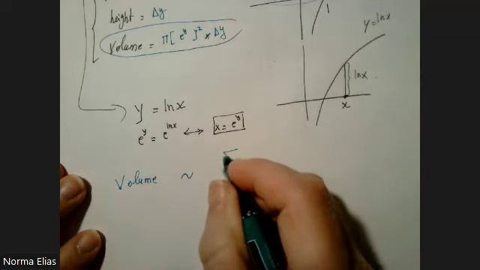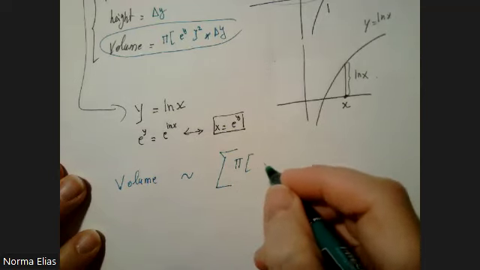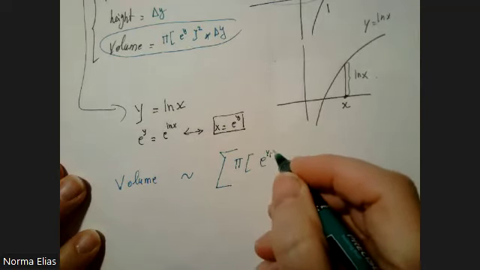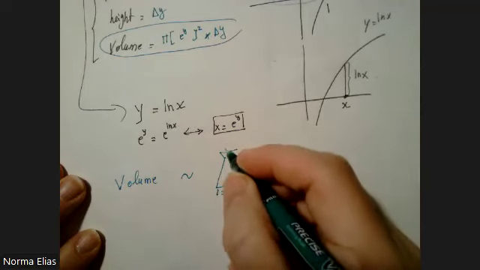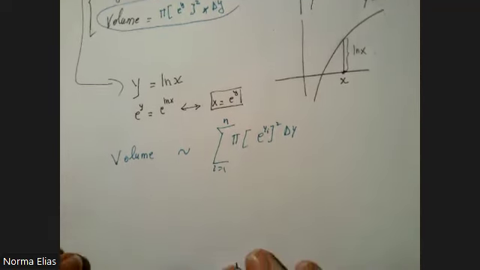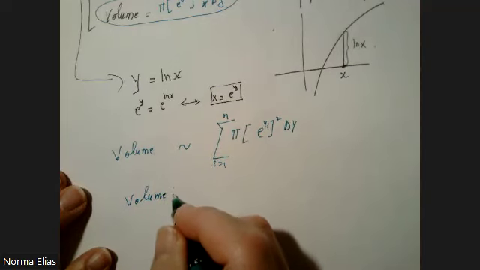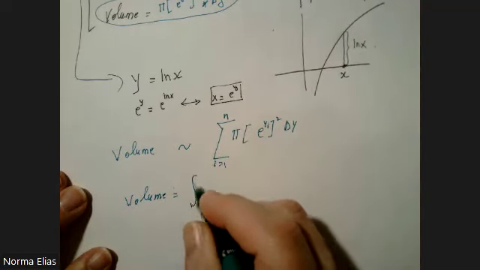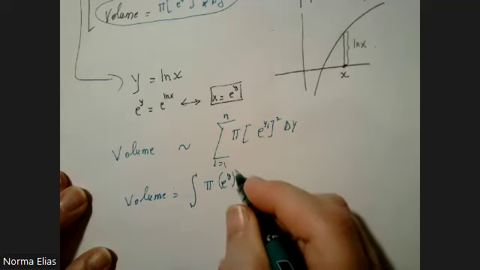So it's almost equal. And at this stage, I am adding the little volumes: pi e to the y_i squared delta y. Now I'm adding them in my mind. It means I'm filling this with those little cylinders and I am adding. So when n becomes very large, the definition of the definite integral tells me that's the integral of pi e to the y squared dy.